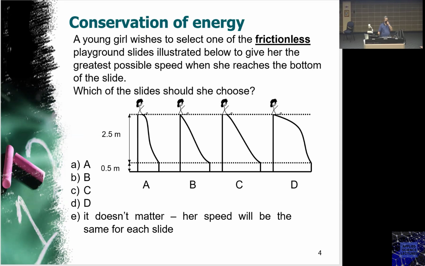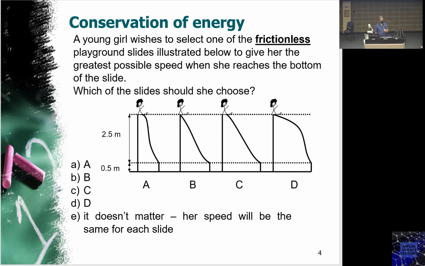So if she's starting from rest, this means her speed at the top is 0, which means her kinetic energy is also 0. Same height, this means that its gravitational potential energy is the same for all of them. And this is the maximum energy she has.